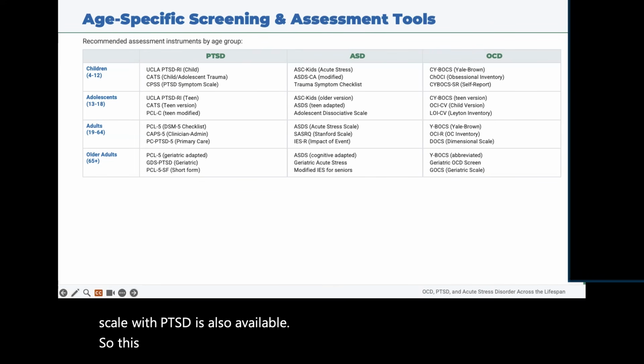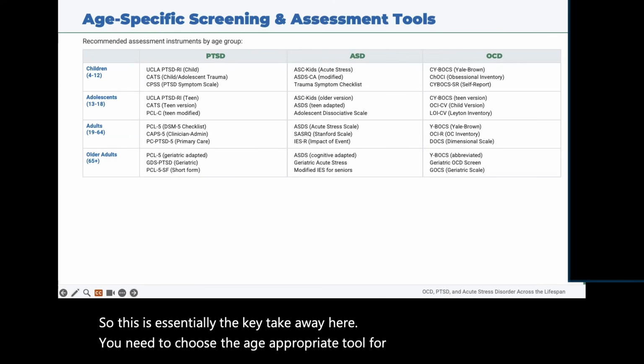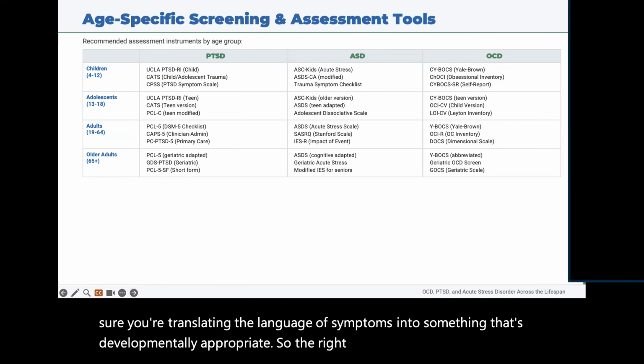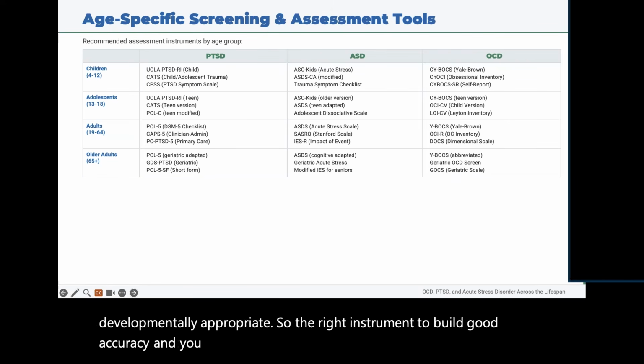This is essentially the key takeaway here. You need to choose the age-appropriate tool for data collection and make sure you're translating the language of symptoms into something that's developmentally appropriate. So the right instrument builds good accuracy and you don't over-diagnose.